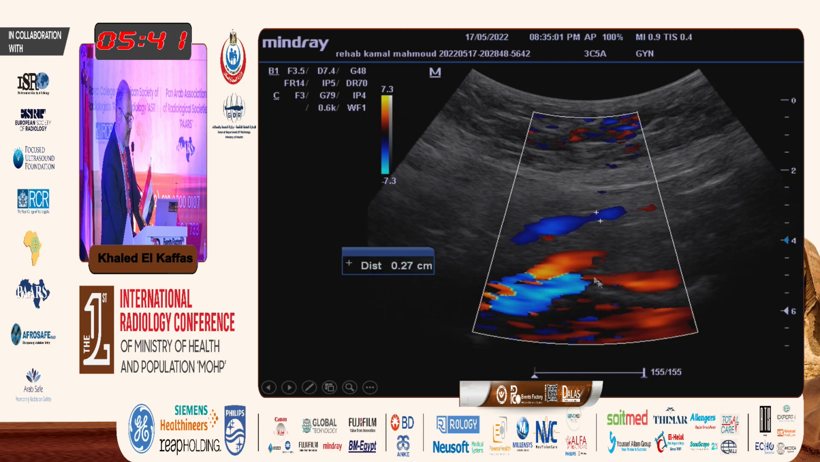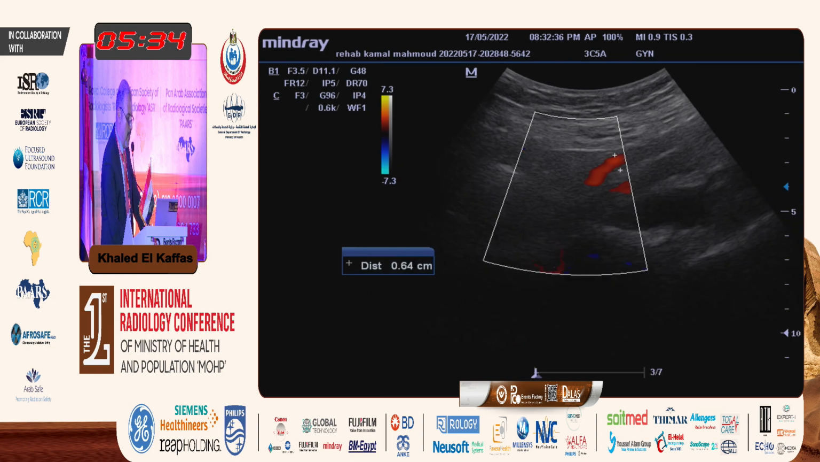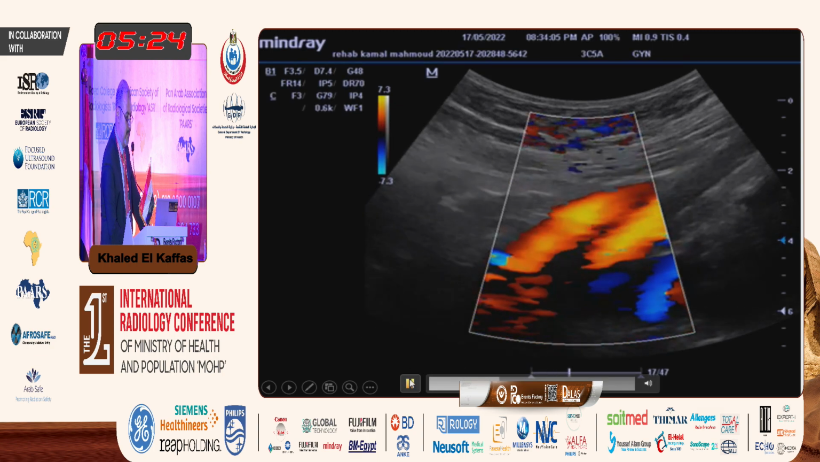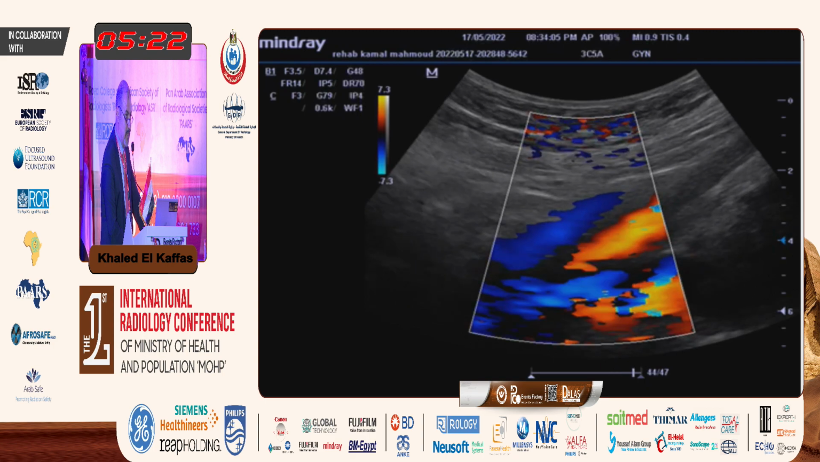In one of my images, you can see here the right ovarian vein, small diameter, 2.7 millimeters. The left ovarian vein is dilated, 6.4 millimeters, and here we can see obvious reflux during inspiration and expiration, obvious reflux, as you can see.